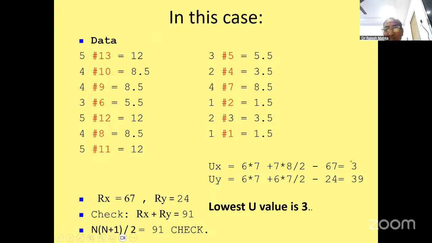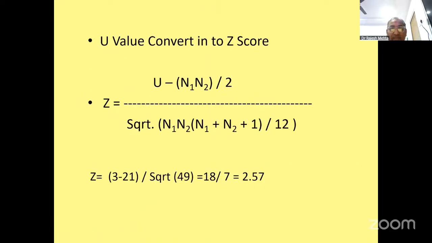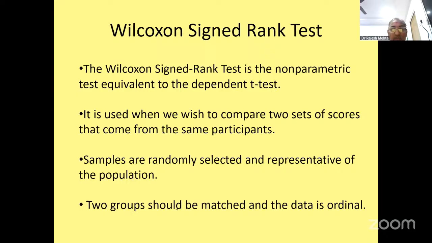And this U we are using to convert into a Z, and that Z is shown over here. You can see that it is 2.57. Because it is more than 2.5, more than 2, the probability that the difference between those two samples is by chance is much less. So we say that this difference is significant. If it's okay, then we'll move further to the Wilcoxon signed-rank test.